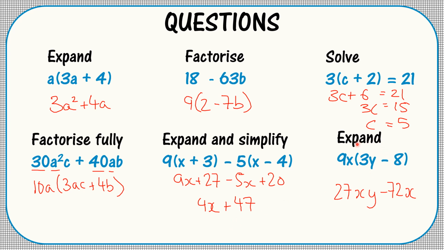The final question says expand. You have 9x bracket 3y minus 8. 9 multiplied by 3 equals 27. X multiplied by y gives us xy. 9x multiplied by minus 8 gives us minus 72x.